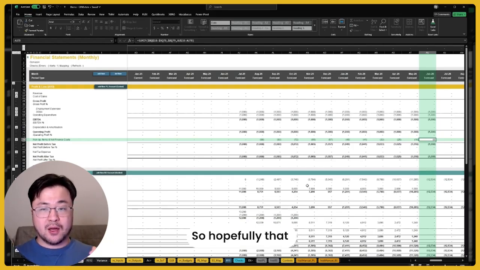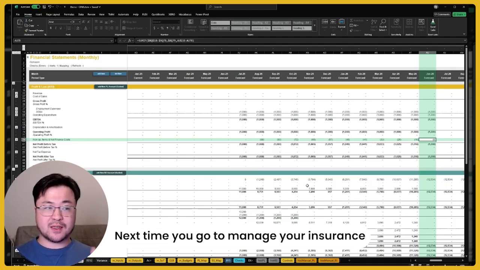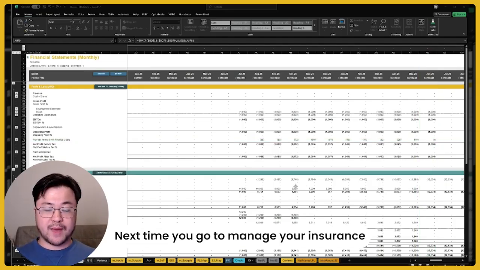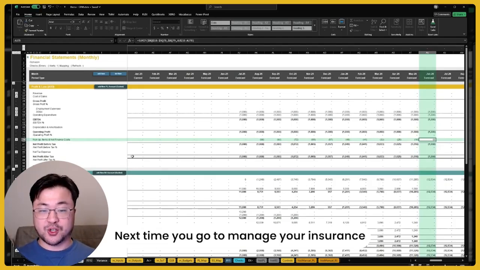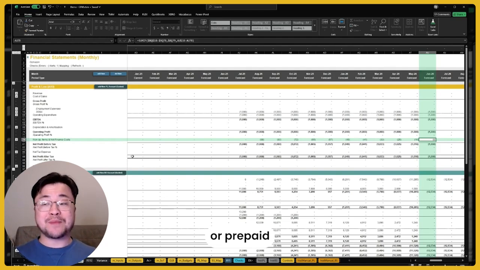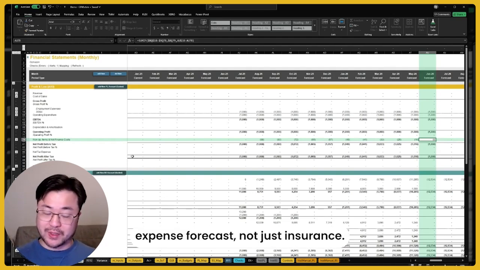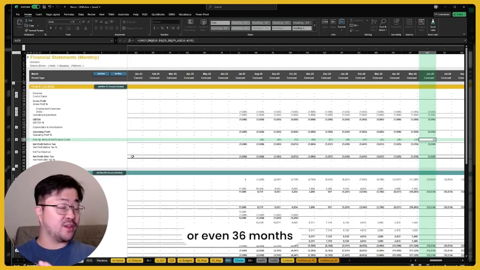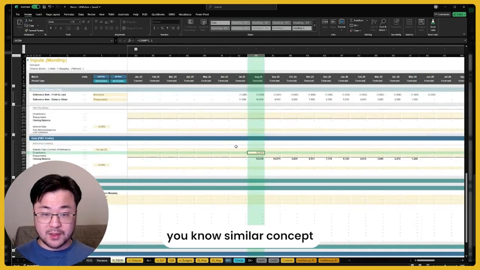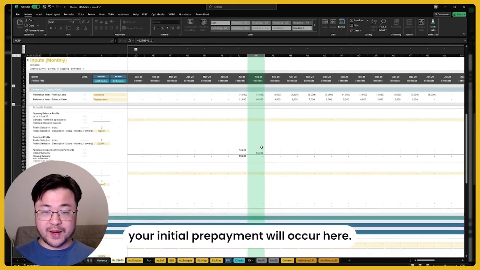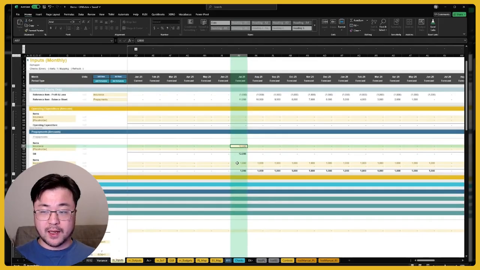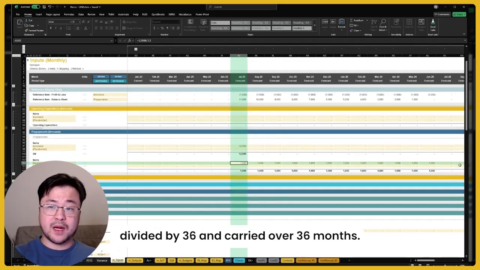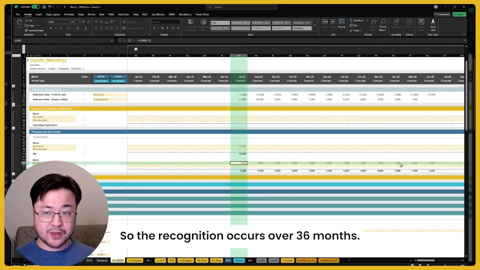So hopefully that gave you a bit of insight next time you go to manage your insurance forecast or prepaid expense forecast, not just insurance, but software licenses. So if you pay for 12 months or even 36 months, similar concept. Your initial prepayment will occur here, and that figure might be divided by 36 and carried over 36 months. So the recognition occurs over 36 months.